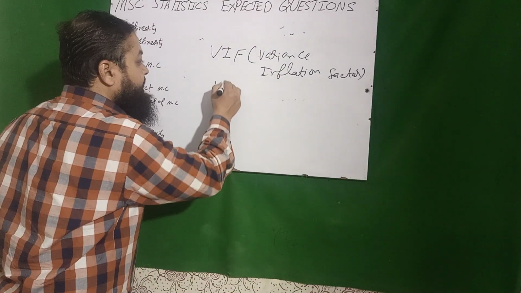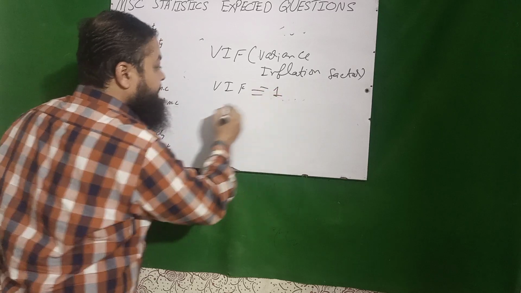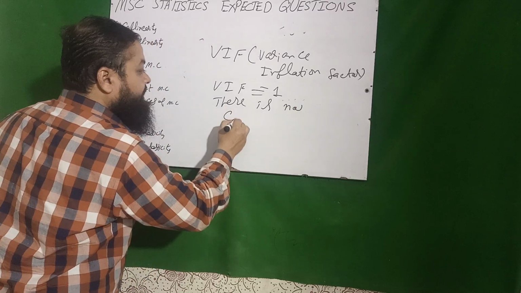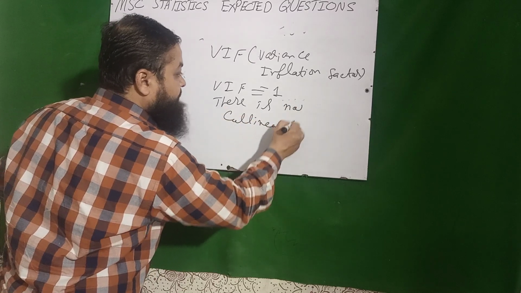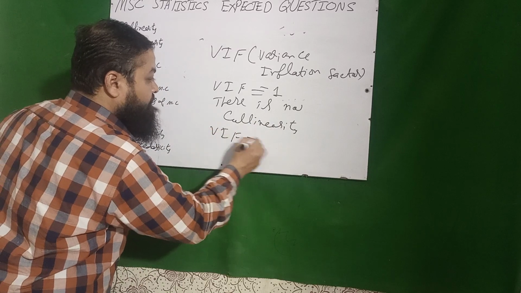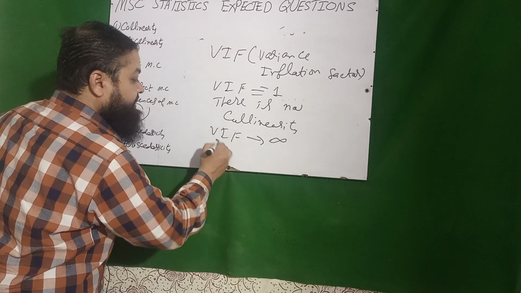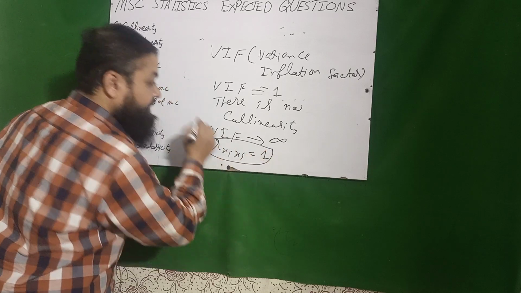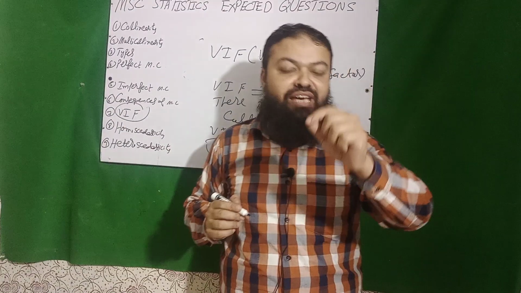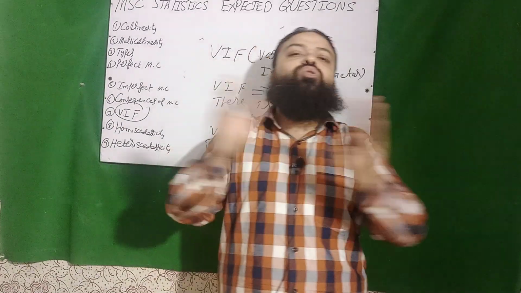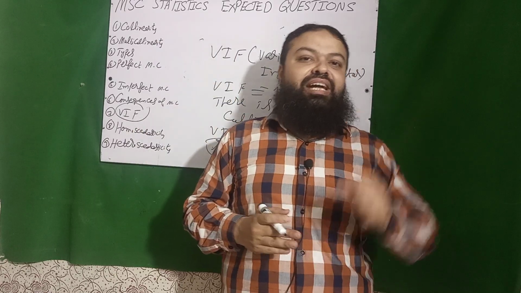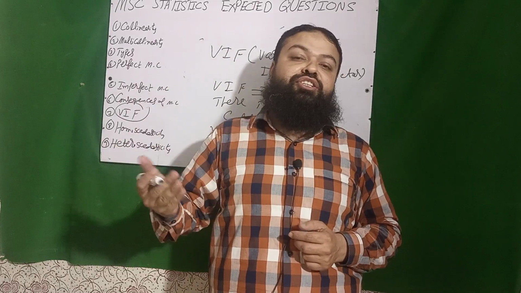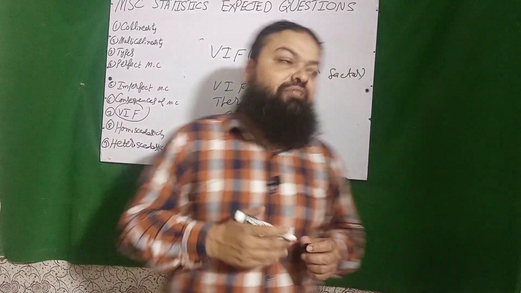And when VIF is equal to 1, it means that there is no correlation, there is no collinearity between the independent variables. And if VIF approaches infinity, it means that there is high correlation, there is perfect correlation between the independent variables. If VIF is 1, it means that there is no correlation between the independent variables. And if VIF is infinity, it means that there is perfect linear correlation between the independent variables, a very important concept.